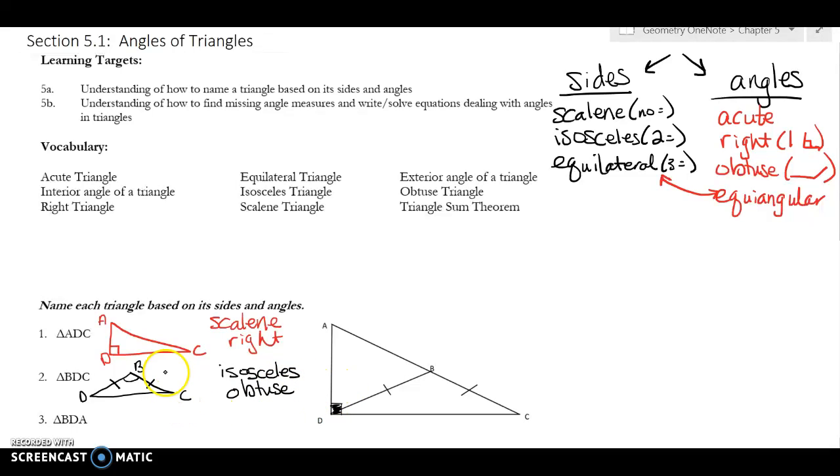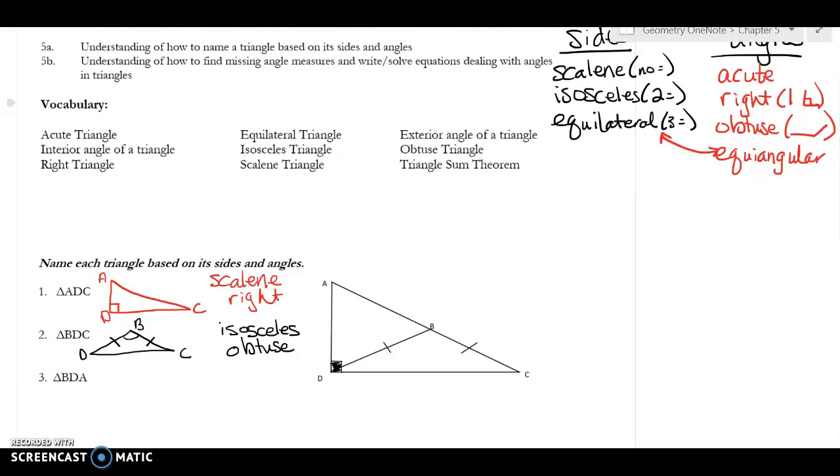Okay. Last one I have, I'm going to change colors one more time, is BDA. So that's this triangle that's kind of to the side. I do have a tick mark here, but I don't know about anything else. And so I can't say that anything's equal, so this is scalene. And these 3 angles are all acute, so it's an acute scalene triangle. So that's how you identify names, is you do one of each.